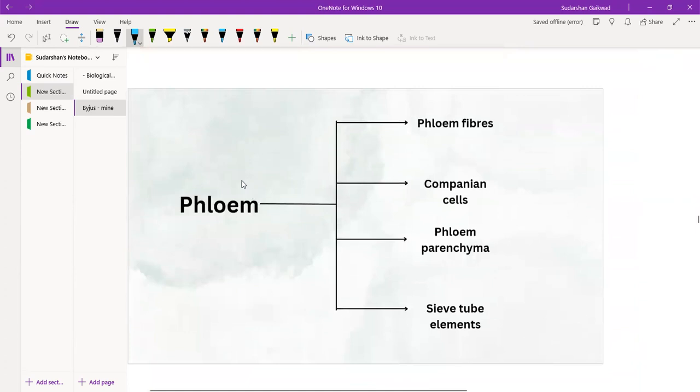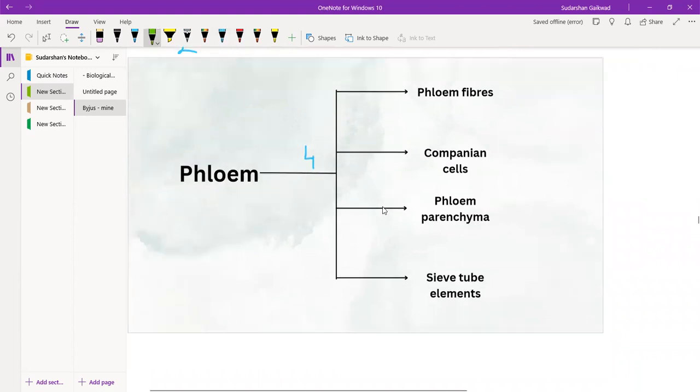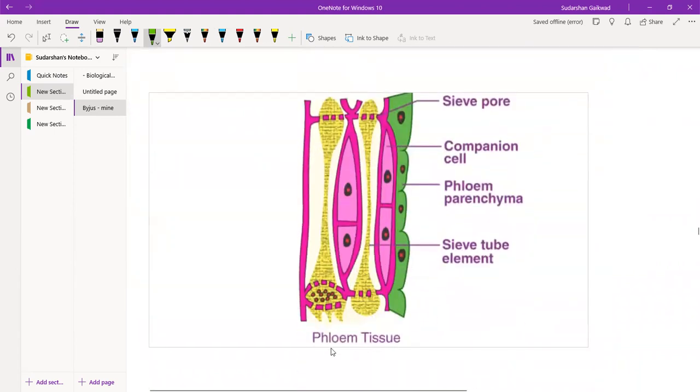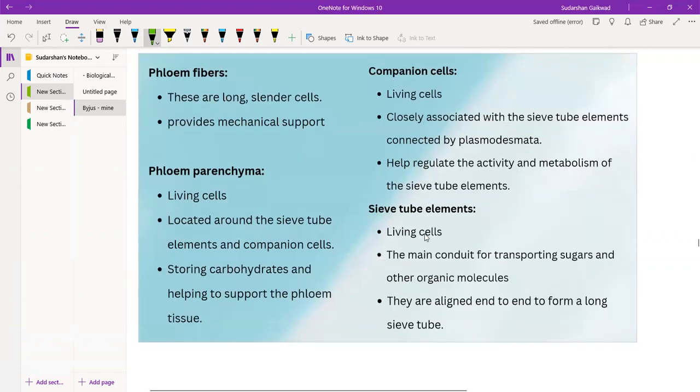And the next specialized tissue is phloem. Phloem, like xylem, also has 4 components. They are phloem fibers, companion cells, phloem parenchyma, and sieve tube elements. These are the structures. As you can see, the placement and also the structure of the phloem tissues. At the top, you can see sieve pores and then companion cells, phloem parenchyma, and then sieve tube elements. We'll see the description of each component.